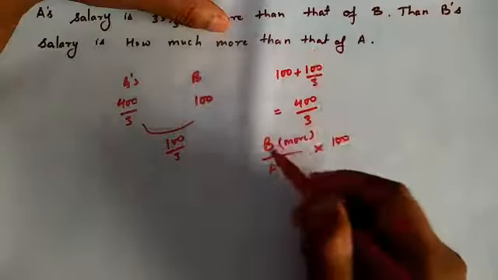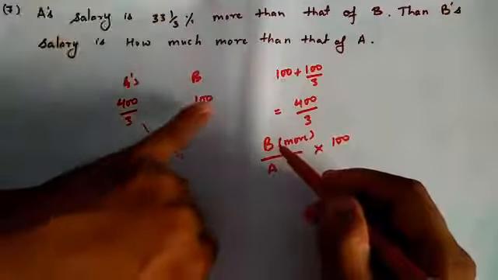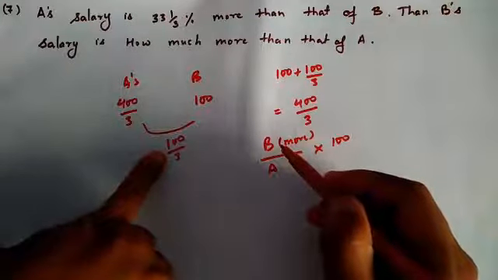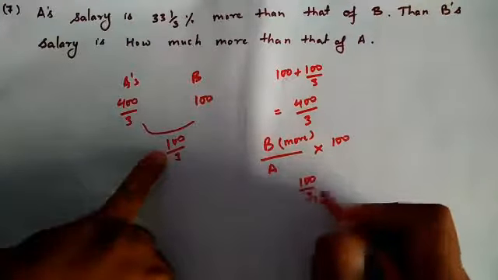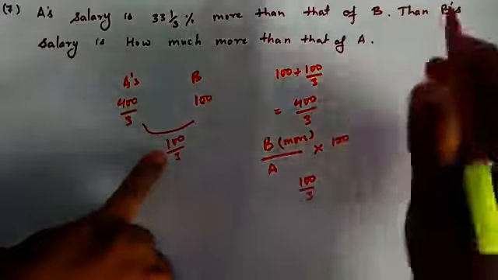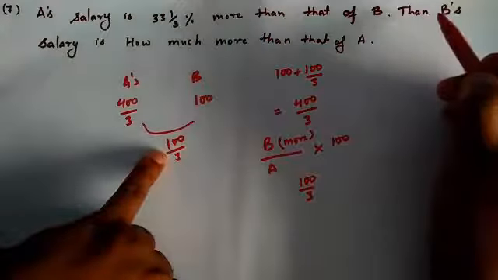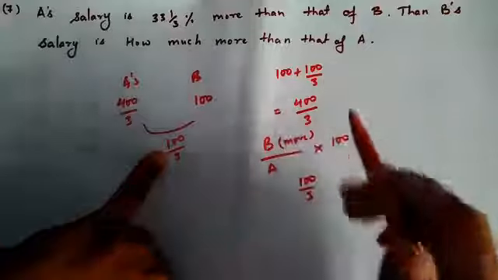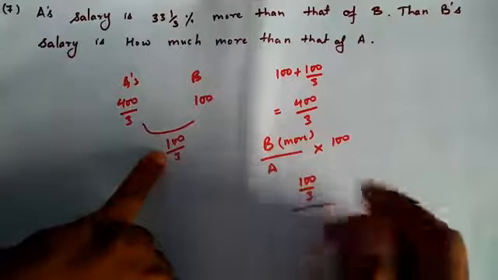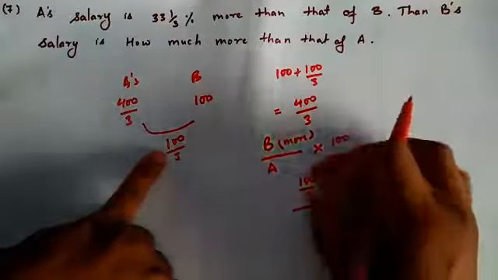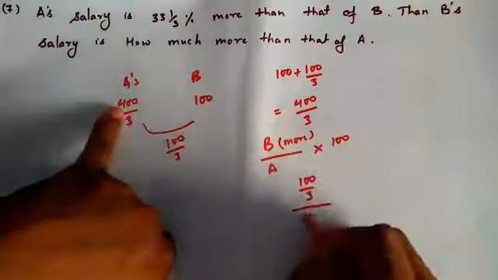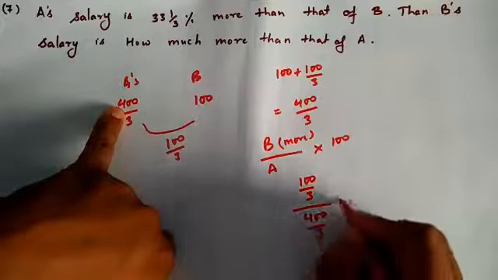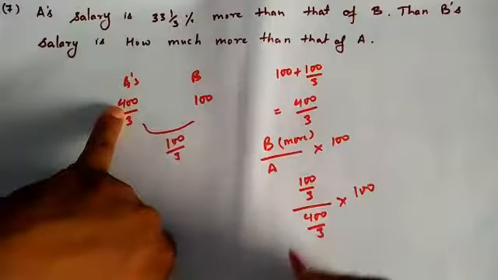Okay, as we know, B's salary is 100. Okay, there might be some mistake, but let's see. Then B's salary is how much more than that of A? So 100/3, that is more. And A's salary is 400/3 into 100. Okay, so let's calculate.